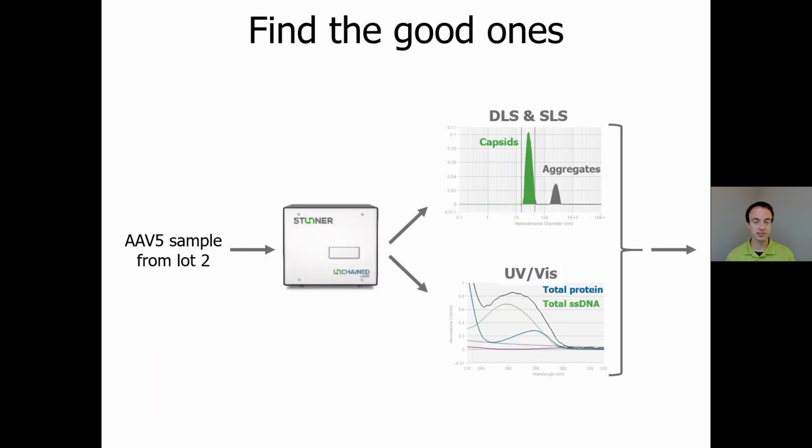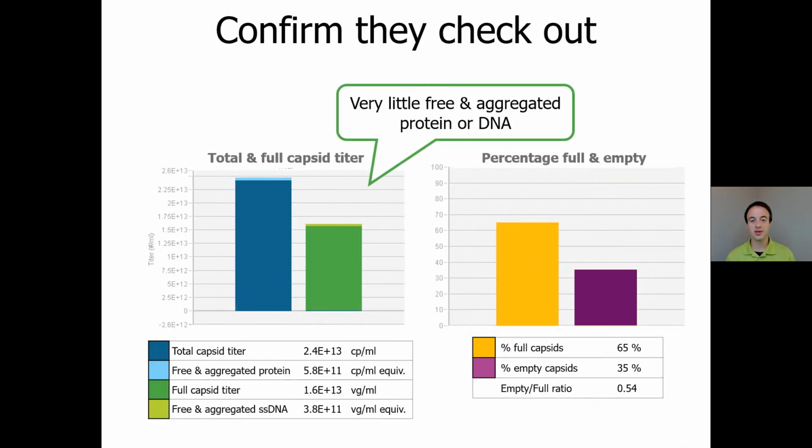To keep going with this example, here we ran a second lot of that same AAV5 on Stunner. This time, the DLS looks pretty good, and the green capsid peak is most of the signal. When Stunner combines all the data together, it shows you that very little free or aggregated protein or DNA exists. Those dark blue and green bars go almost all the way to the top. So for this sample, we've confirmed aggregation is no problem, gotten total and full titers that show very little extra stuff in there, and have an empty full ratio too. That's a pretty good amount of data for just 1 minute and 2 microliters.